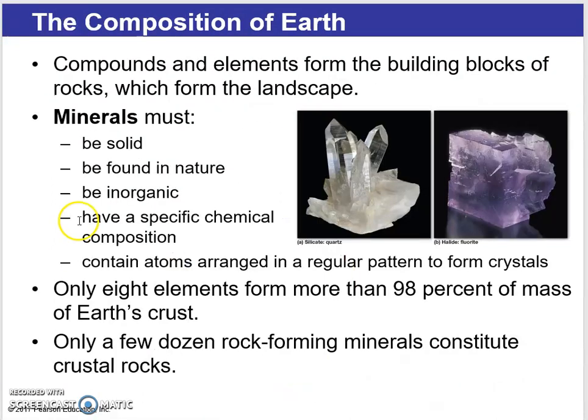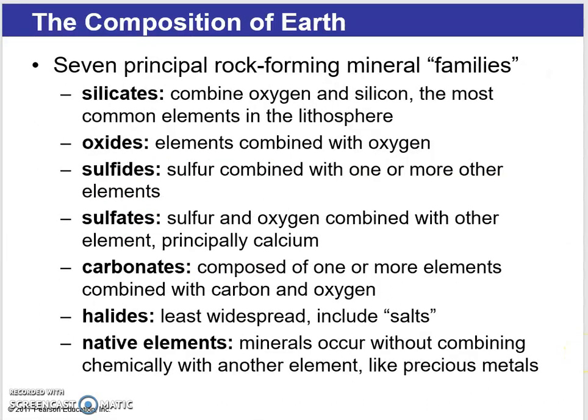So from the structure of the Earth, now we move into the composition of Earth, the various compounds and elements forming minerals. Only 8 elements form more than 98% of the mass of the Earth's crust, so it's pretty well defined. There are 7 principal rock-forming mineral families. Silicates combine oxygen and silicon. Oxides combine elements with oxygen. Sulfides, sulfur combined with 1 or more elements. Sulfates, sulfur and oxygen. Carbonates, carbon and oxygen. Halides, including salts, and native elements, which could be things like precious metals.